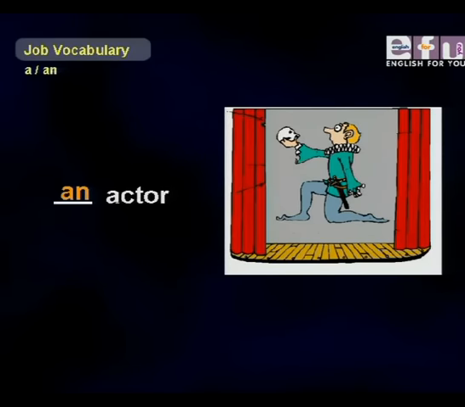Doctor: takes care of people. All right, this one is for Lisa. Okay, a doctor takes care of people. Yes, a doctor takes care of people. Okay, and actor: acts. Okay, Isabel. An actor acts. Yes, an actor acts.